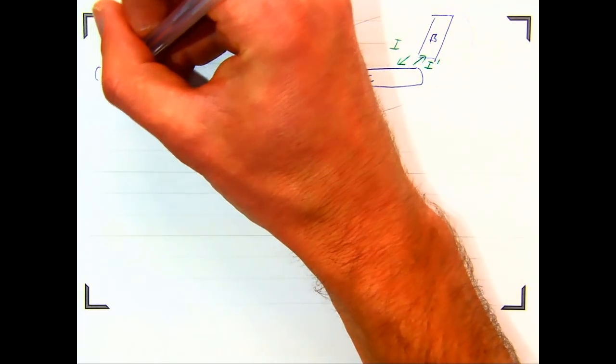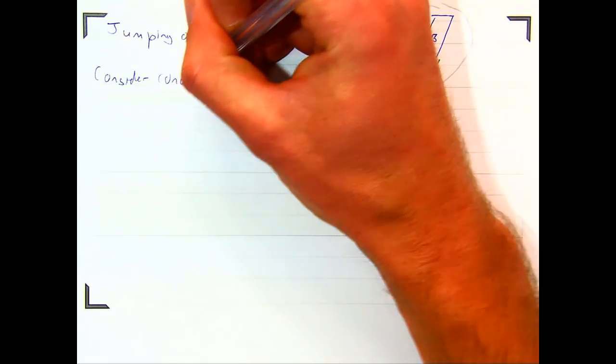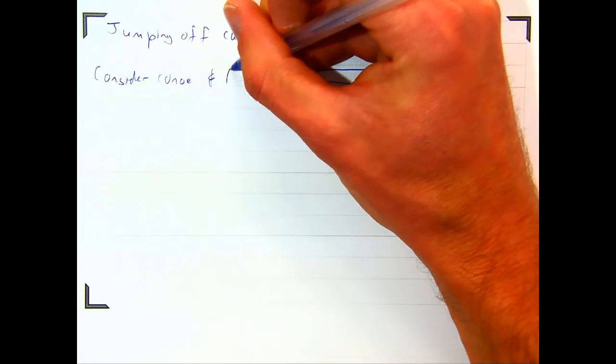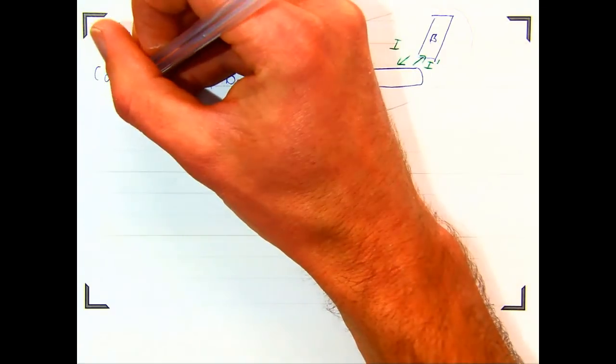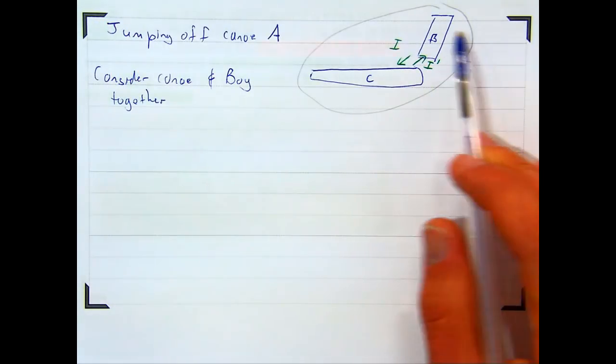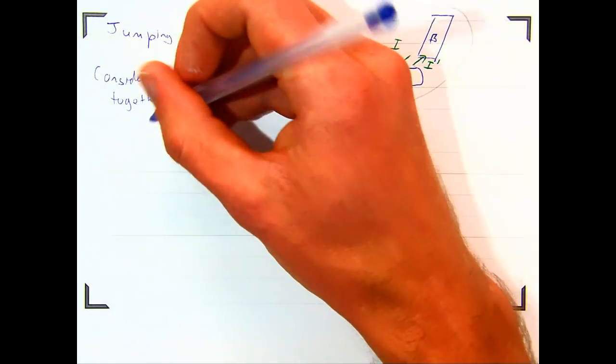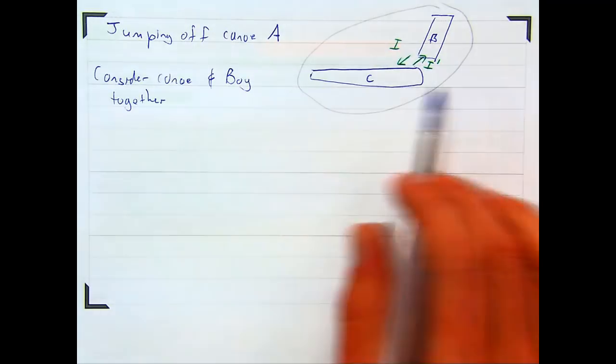So if we consider the canoe and the boy together, then we can say that the total momentum for these two is being conserved. And we then just work in the x direction only.